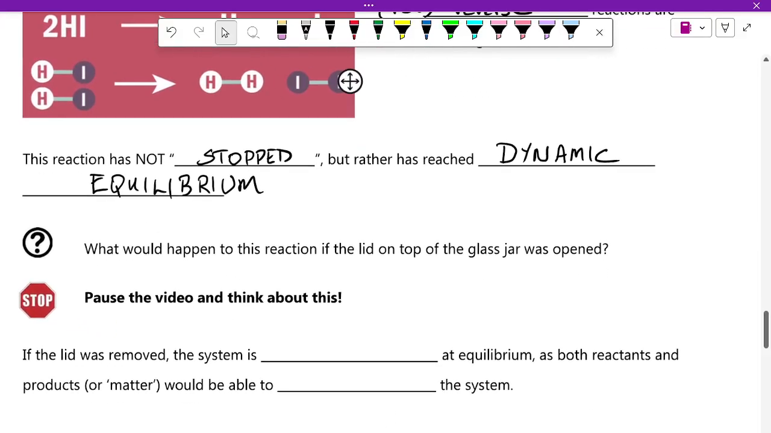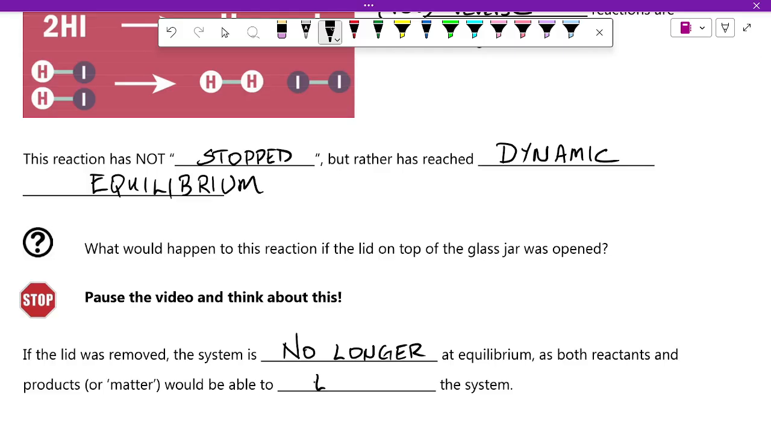We already thought about this. If the lid was removed, the system is no longer at equilibrium, since both the reactants and the products, or matter, would be able to escape the system.